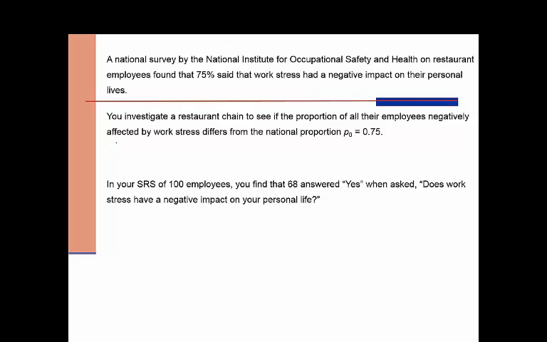H naught is p equals p naught, and p naught we know is 0.75, versus H1: p not equal to p naught. It's two-sided. You're saying if it is equal to that value or not. You take 100 random samples, and you find that 68 of them said yes. Okay, so 32 said no.